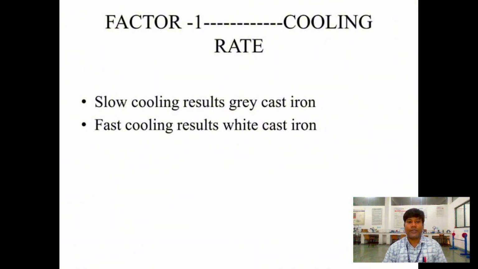So first, we can go with the cooling rate. We have already discussed the importance of cooling rate in the heat treatment process, so we will discuss this in the next video. Slow cooling results in gray cast iron, and fast cooling results in white cast iron.